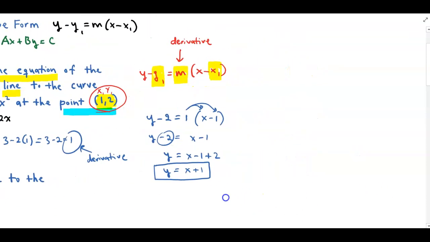And just to maybe help you out a little bit in case you forgot what standard form looks like, this is slope-intercept form.